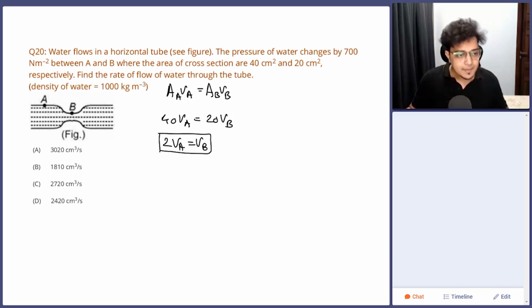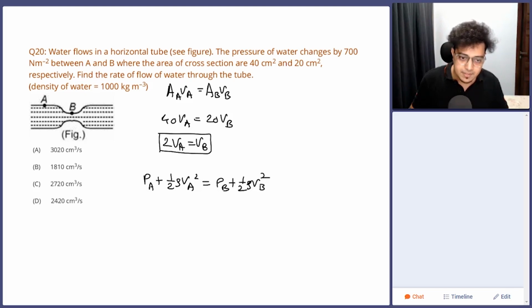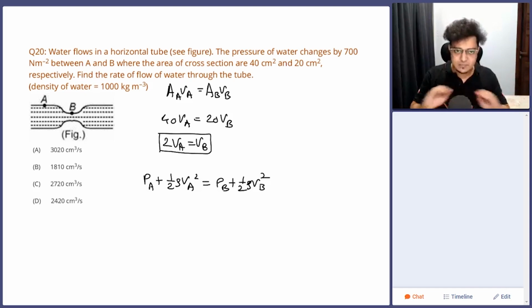Now we can notice that here there is no change in the height. The pipe is horizontal, so there is negligible change in the height of points A and B. So I can assume they have almost the same potential energy. So only two energies will be different, which are pressure and kinetic energy per unit volume. So I will use Bernoulli's equation between points A and B. So PA plus half rho VA square equal to PB plus half rho VB square. Height is almost the same, so the rho GH part cancels from both sides.